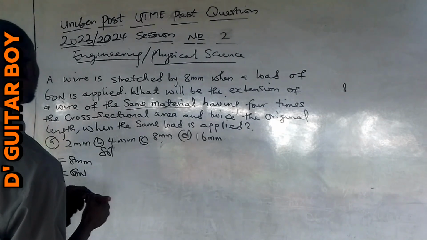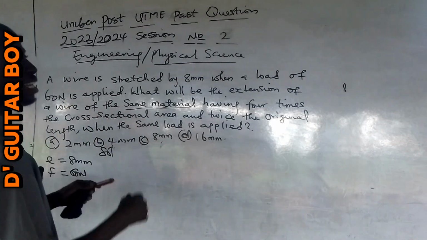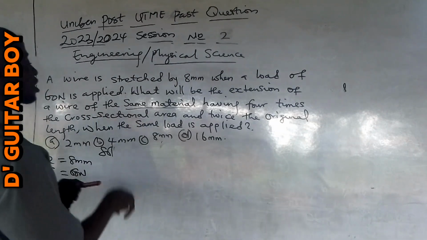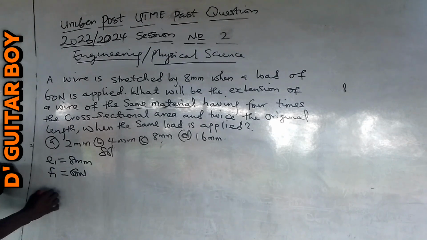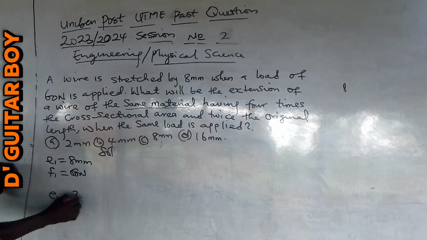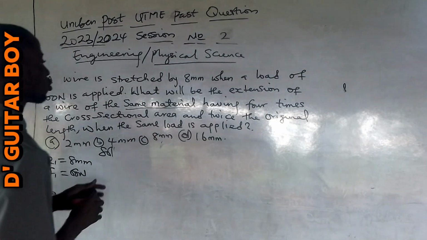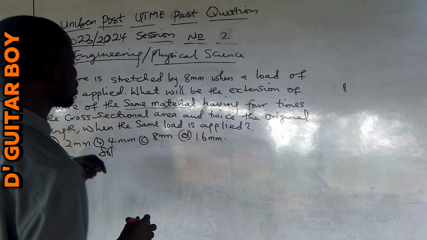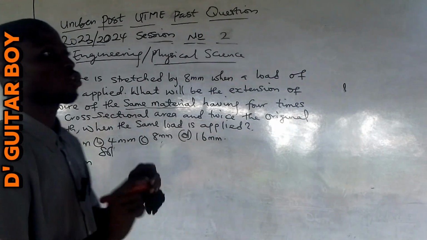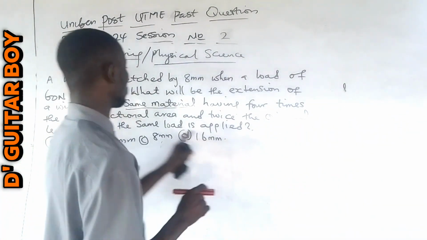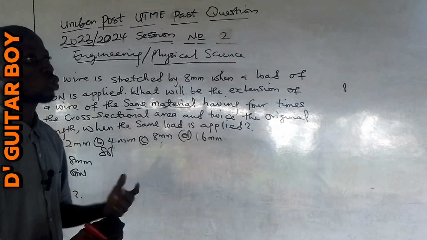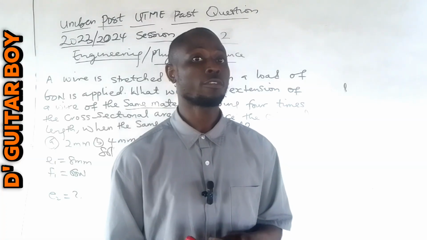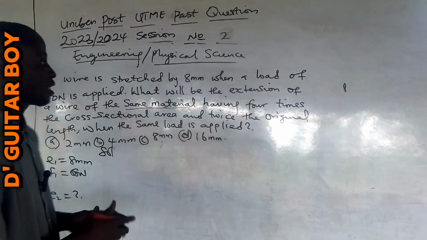What will be the extension of a wire of the same material? That is another extension, which means this one will automatically be E1, this one will be F1. So E2 is what they want us to calculate. A wire of the same material means we are going to be working on the constant of Young modulus, because if they were different material, we wouldn't have been able to use Young modulus. So because of the constant, we are talking about the same material here.